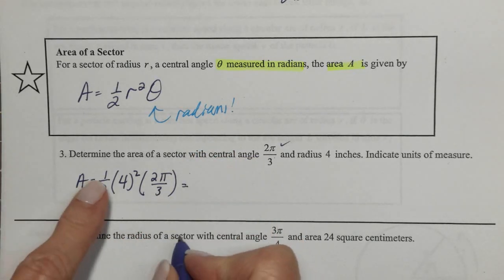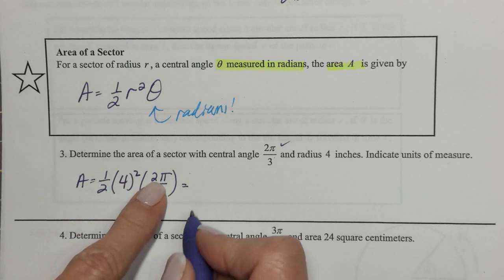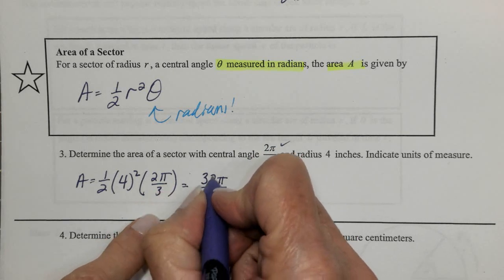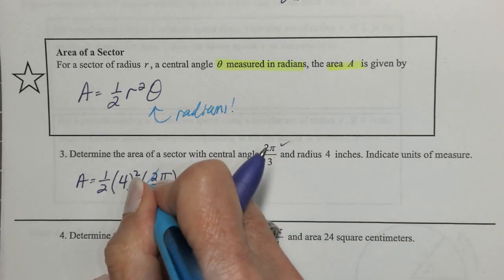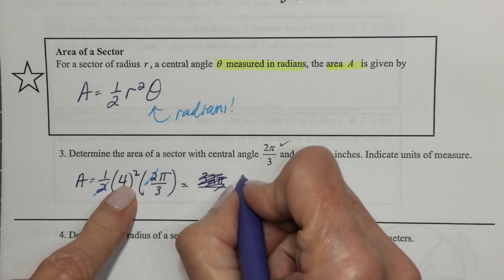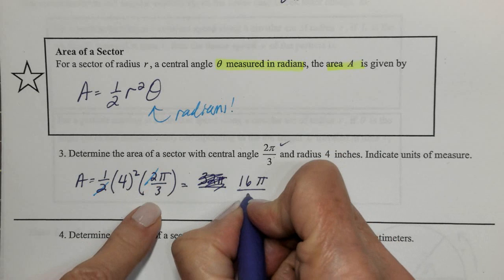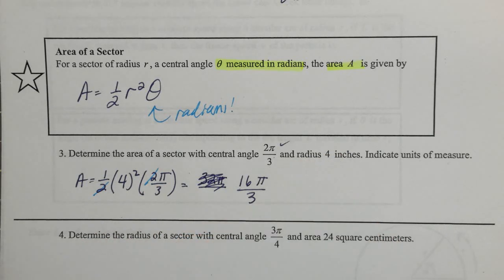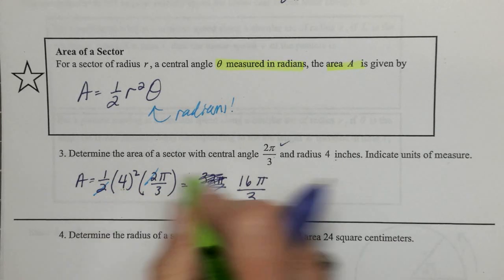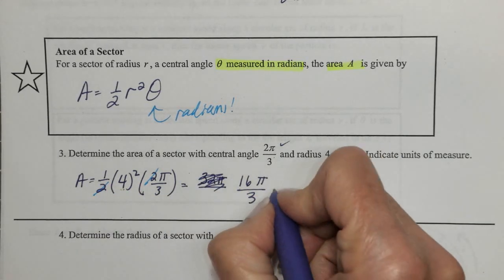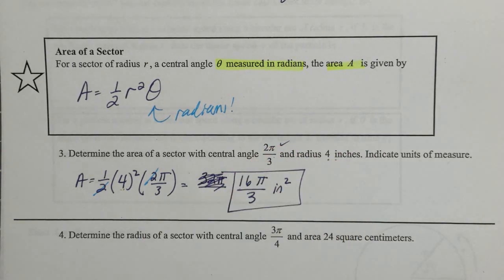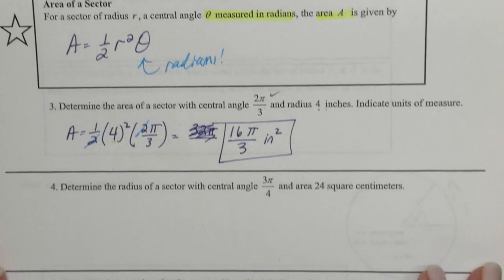This would be 1 times 16 times 2 times pi, so 32 pi. I'm going to cancel out these 2's, and then I have 16 pi over 3. What would be the units? Well, I multiplied 4 inches times 4 inches, so I'm going to be in inches squared, square inches. 16 pi over 3 square inches.